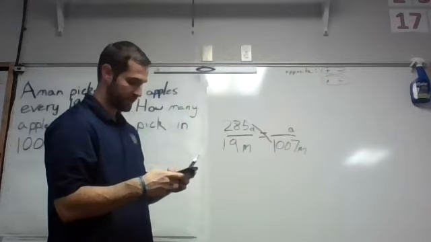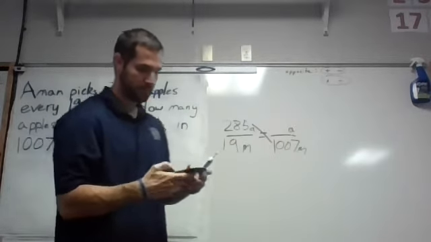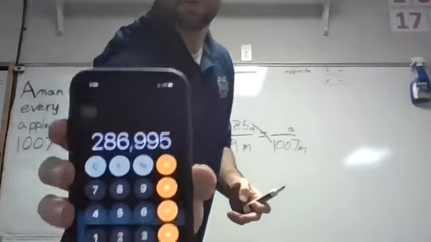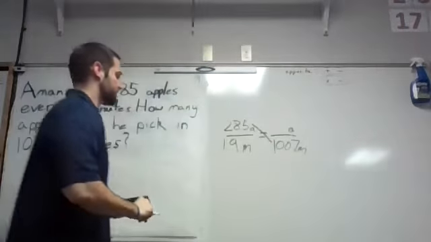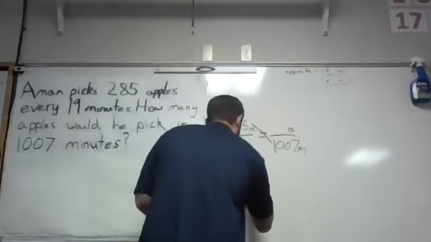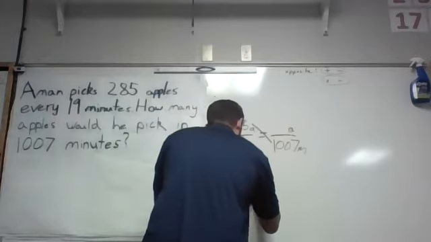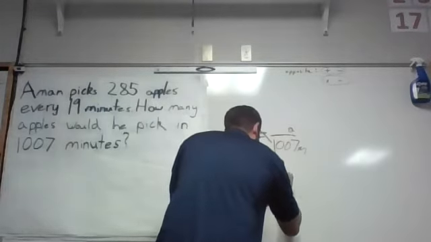285 times 1,007. That's going to come out to 286,995.